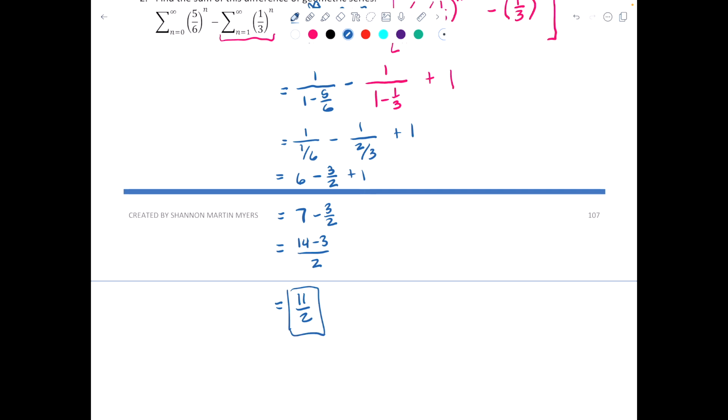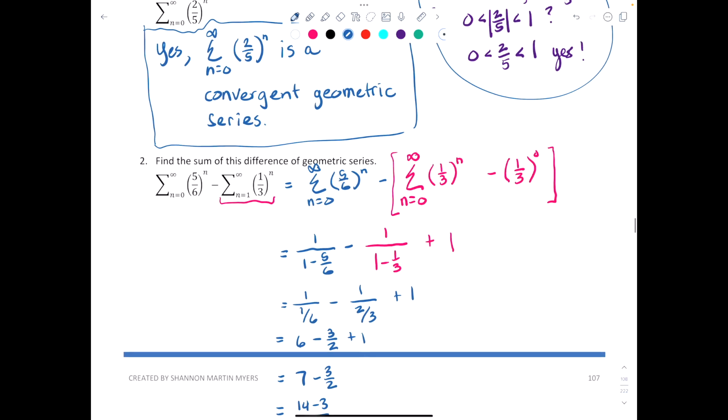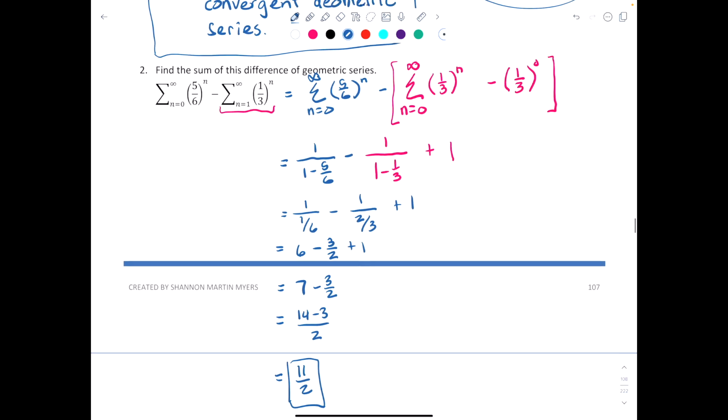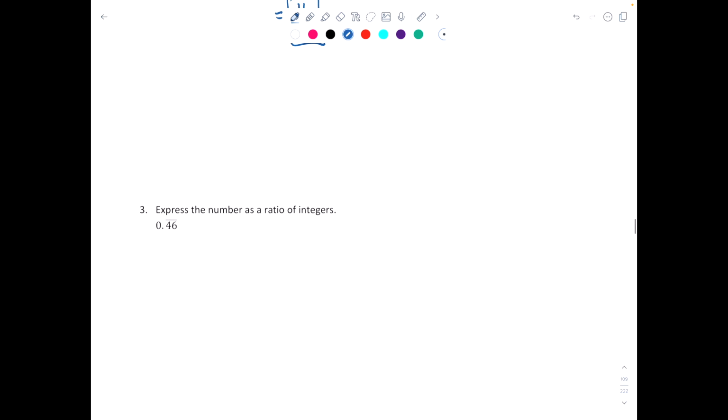So there, we didn't need to show that it converged because we found out that it converged as we went through. Notice that our first R was 5/6, which is definitely between 0 and 1, non-inclusive. Our second R was 1/3, which is also between 0 and 1. Cool, cool? All right, so let's continue.